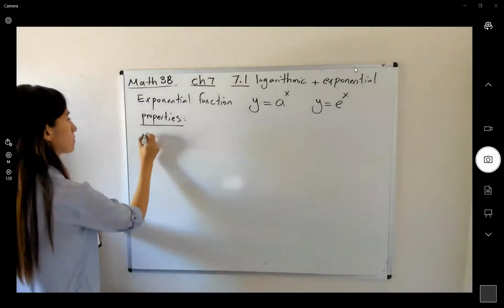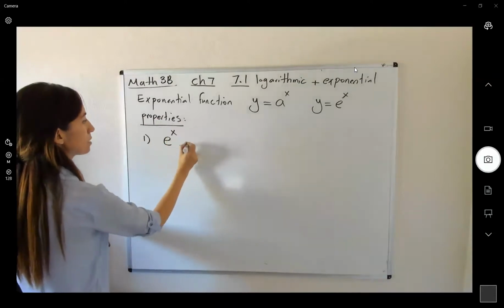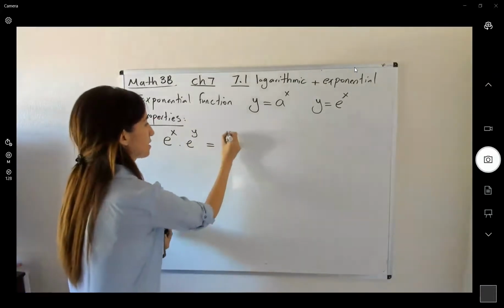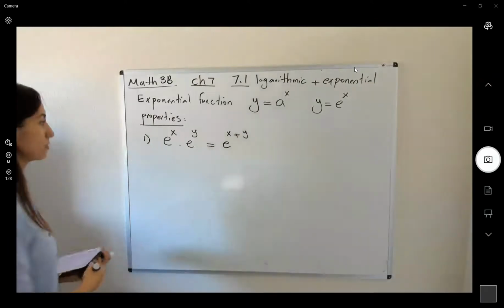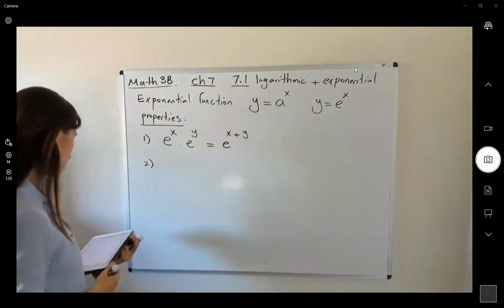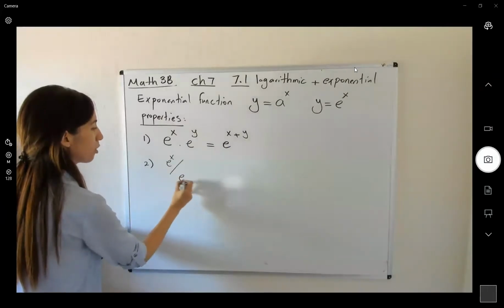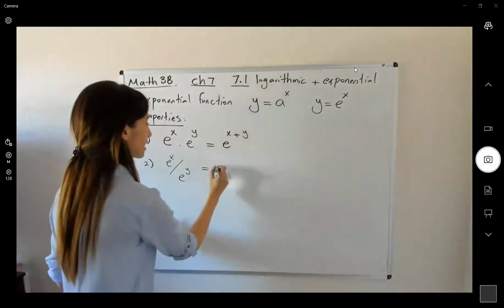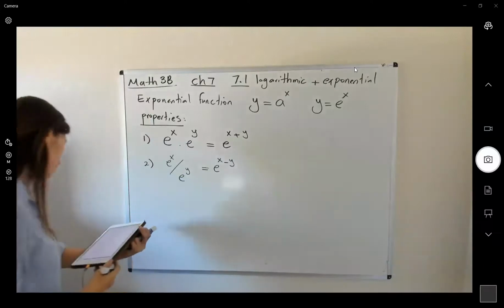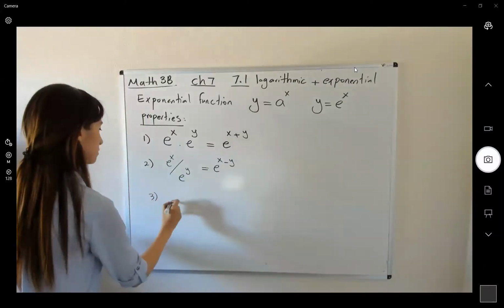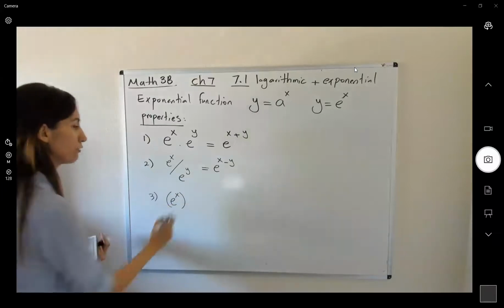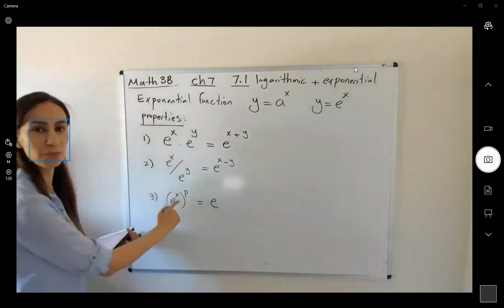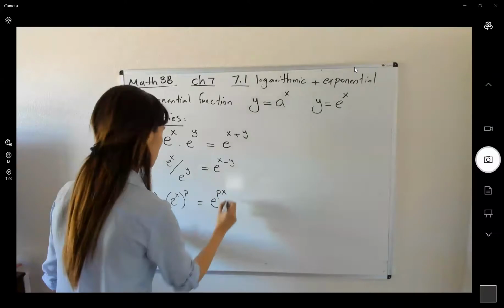First of all, if you have e to the x times e to the y, you can write one base and add the exponents. Two, if you have e to the x divided by e to the y, you can write e to the y on the numerator and subtract the exponents: e to the x minus y. Three, if you have an exponential function and raise it to a new exponent, it is going to be e raised to the product of the exponents, p times x.